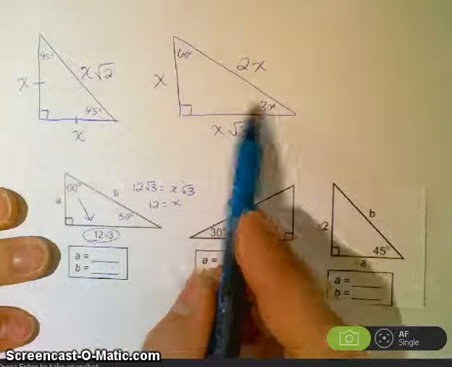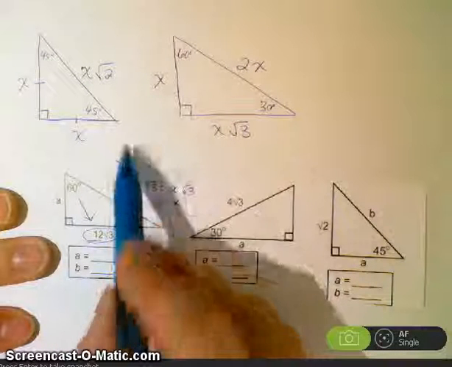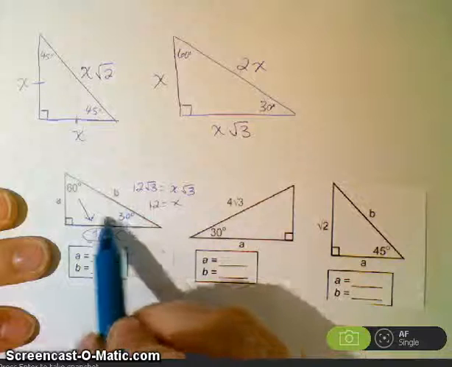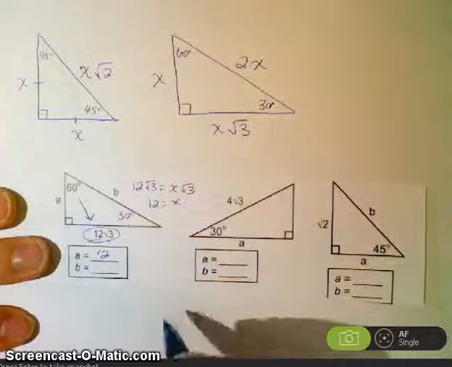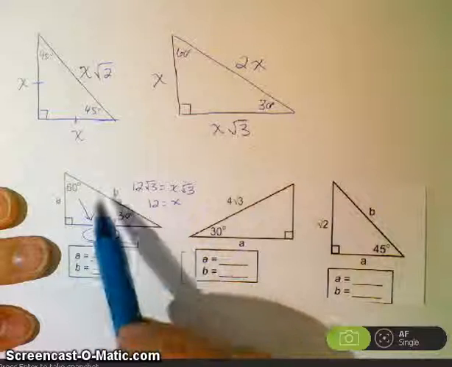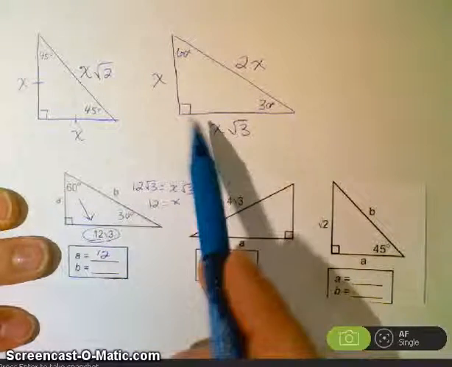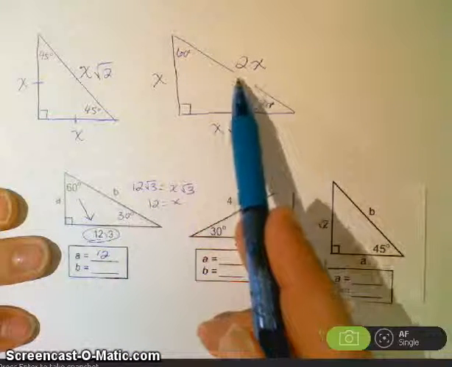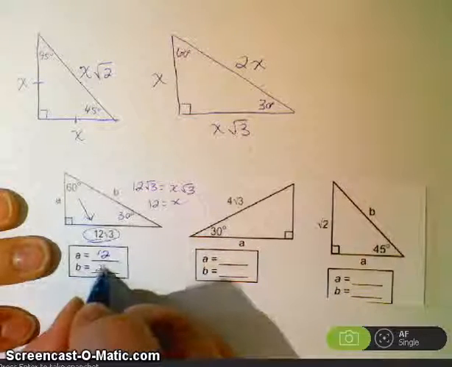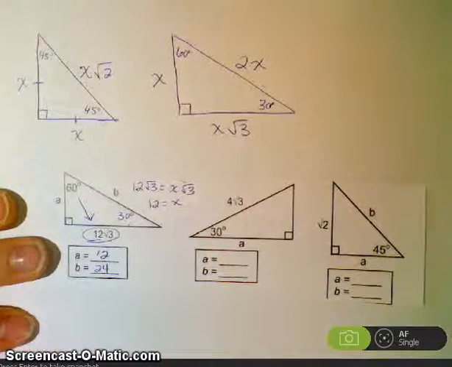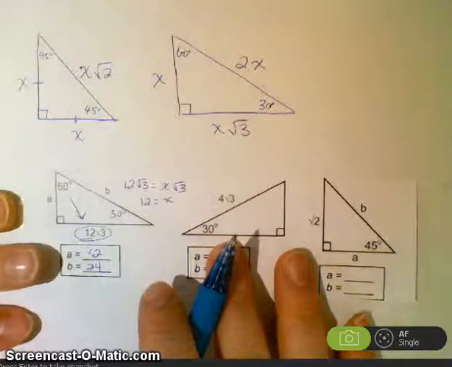Across from the 30, if you look up here, that's where your x value is. So in this picture, across from the 30, a would be that x value of 12. Across from the 90 is the hypotenuse. Across from the 90 is 2 times your x value. So 2 times 12 gives you 24. But all the sides relate back to that x value.